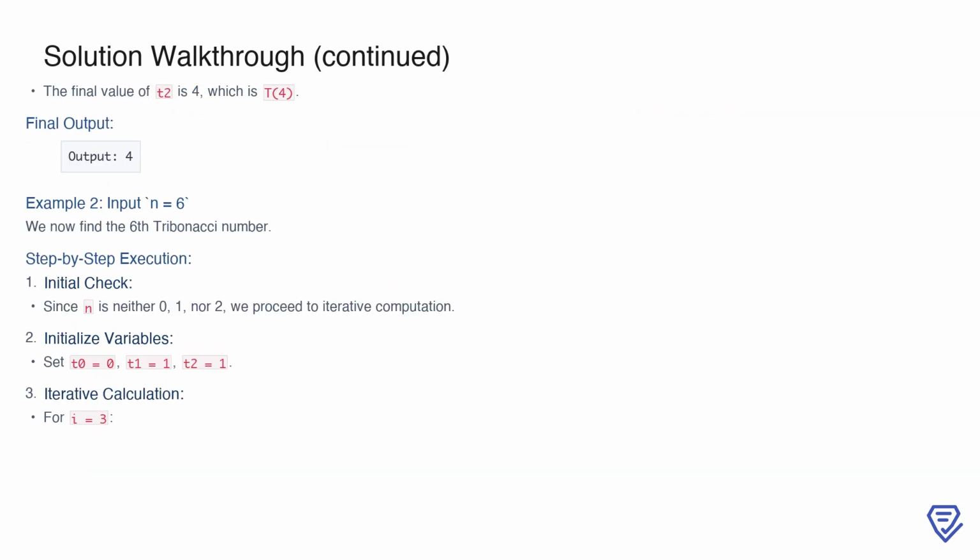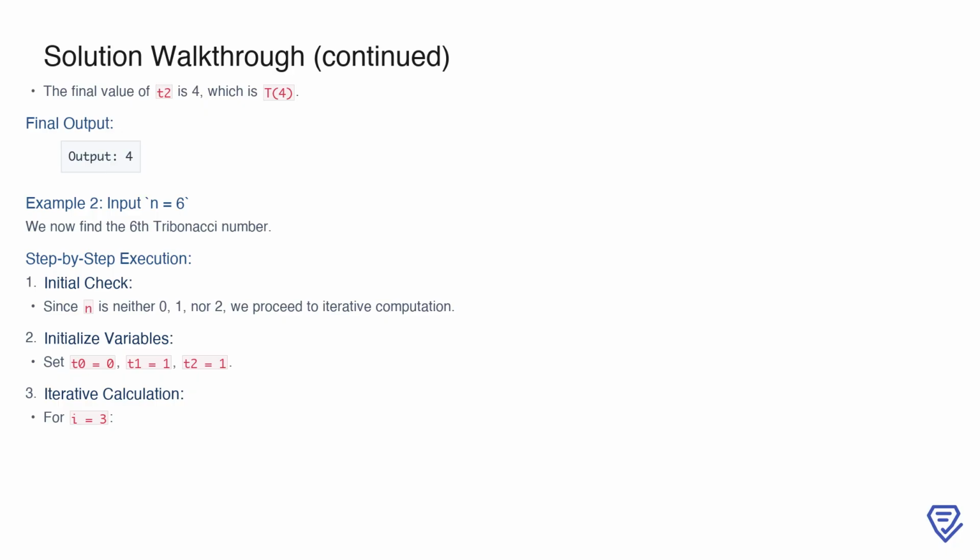After calculating t3 as 13, we update the variables one last time: t0 becomes 4, t1 becomes 7, and t2 becomes 13. With the loop complete, we exit and return t2, which now holds the value 13. The final output for n equals 6 is 13.